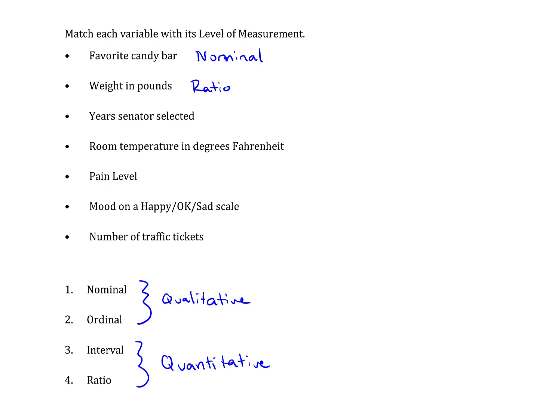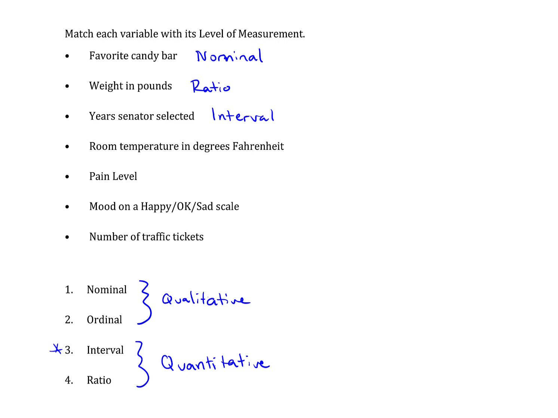The years a senator was selected. So a senator is up for election every so many years. So they could be reelected, let's say 2014, 2016, 2020, something of this nature. But that is a year in the AD system. The year in the AD system is one of the few examples that is interval data.